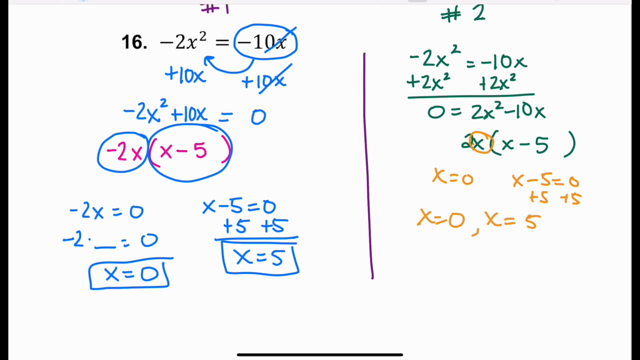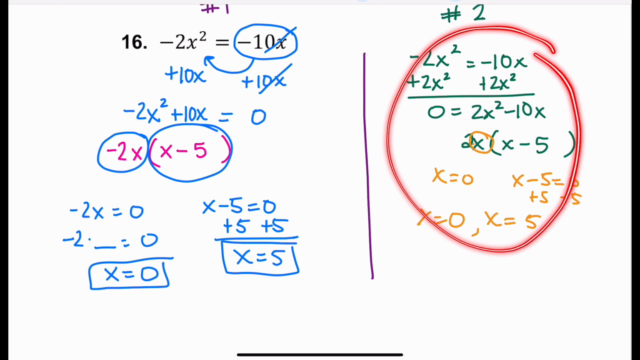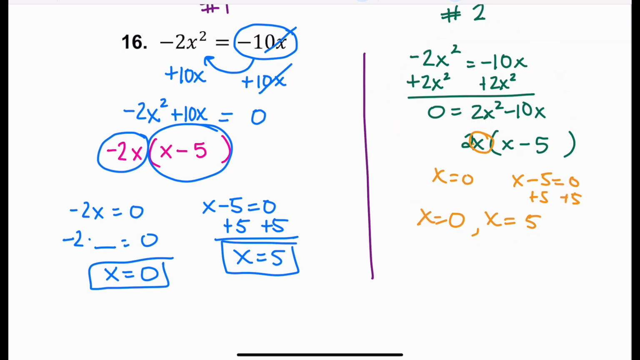So we get the same answers on both sides of the equal sign, but I would say that pulling it so that you have a positive number in the front is just a little bit easier than the other. It's a lot less likely for you to make mistakes.